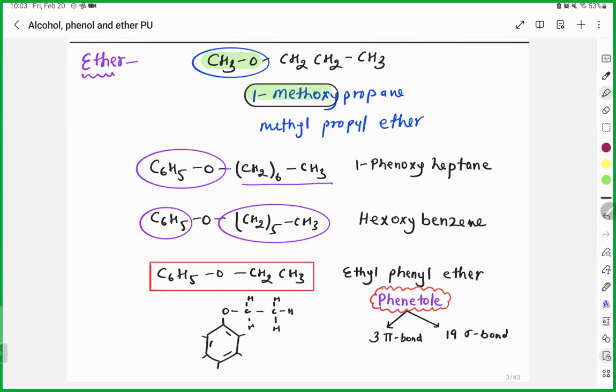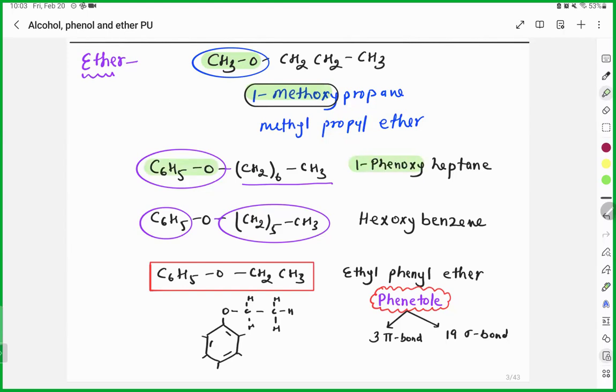Here we have one thing. One side you have six carbon, on another side you have seven carbon. You know oxygen will go with the smaller molecule, that is six carbon. That's why one phenoxyheptane. Correct.